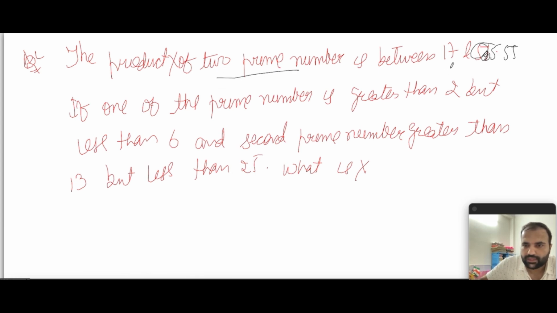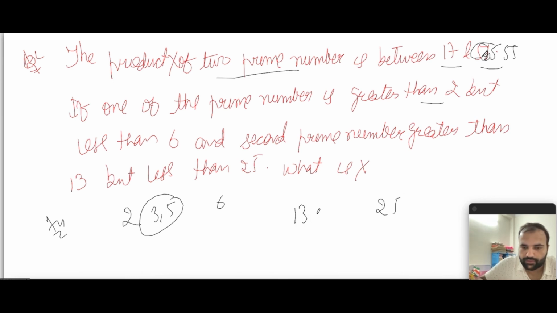The product of two prime numbers is between 17 and 55. One of the prime numbers is greater than 2 but less than 6, so what are the options? We have 3 and 5. And the other prime number is greater than 13 and less than 25, so we have 17, 19, and 23.